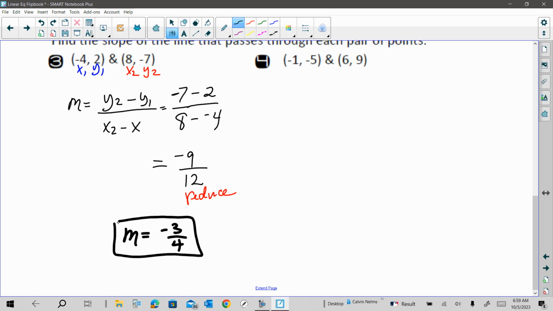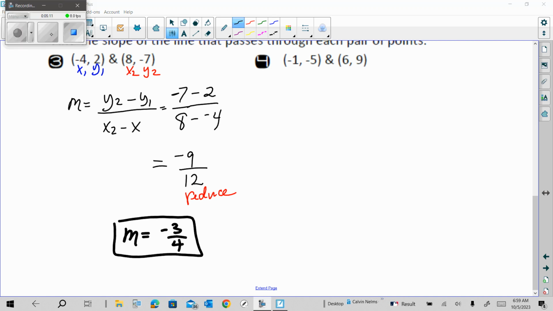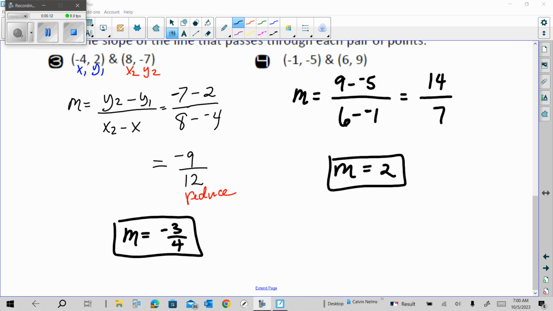Okay. So I want you to try number 4, and let's just check your understanding. All right, hopefully you got the slope was 2. Just check over your work. I'm showing the setup and the simplified answer.